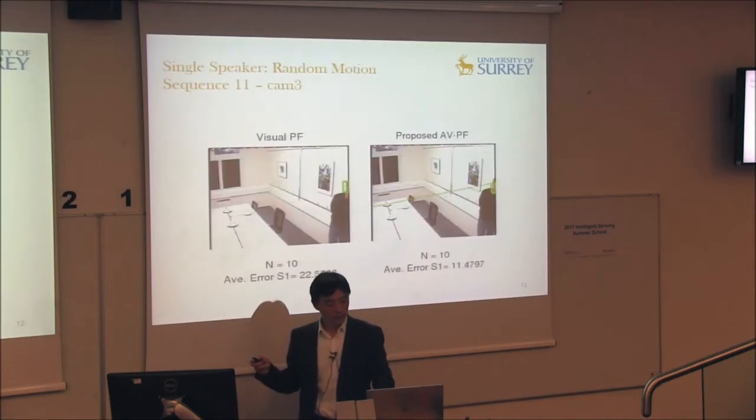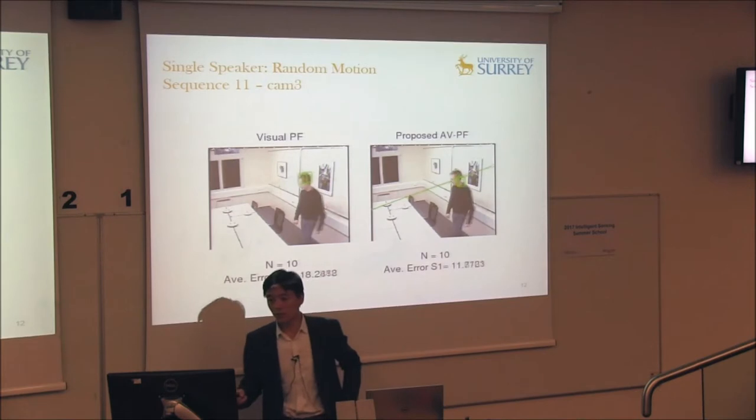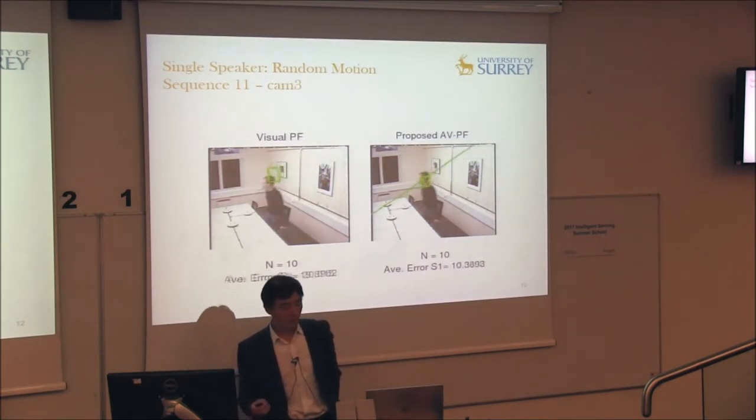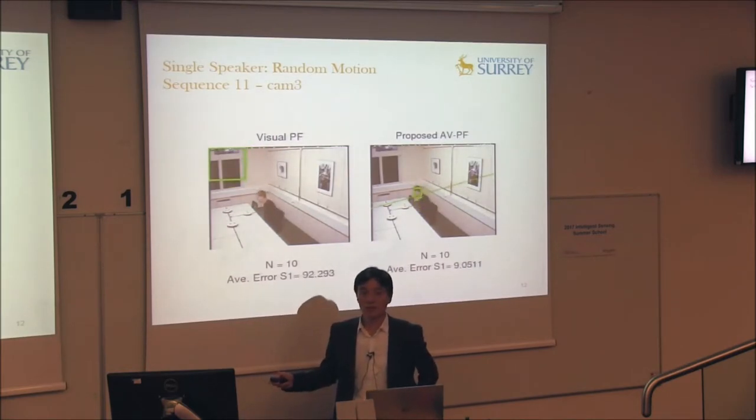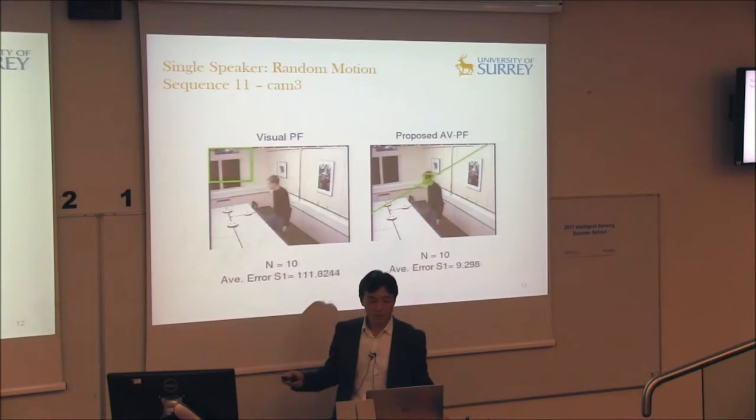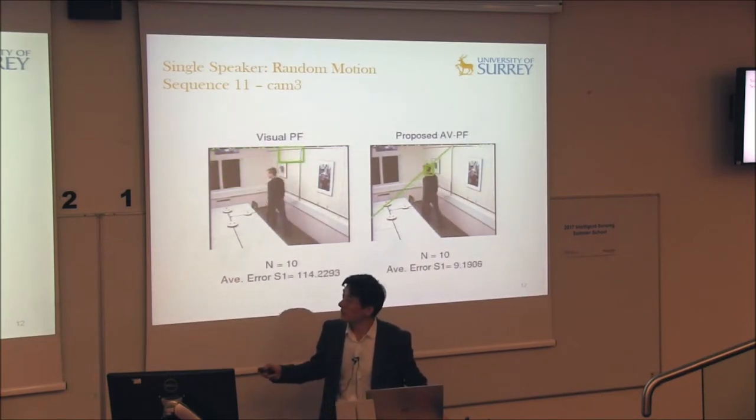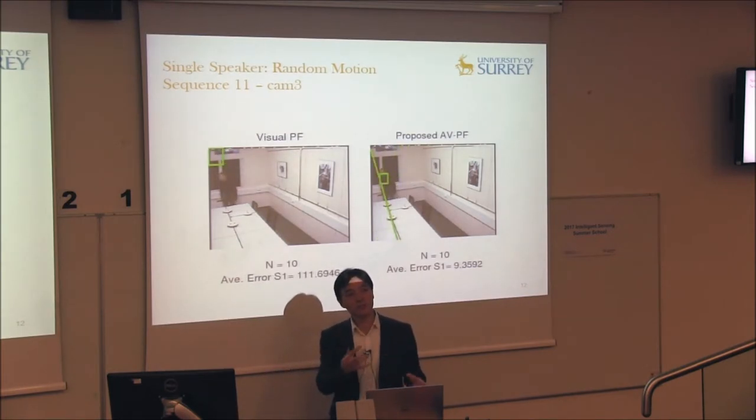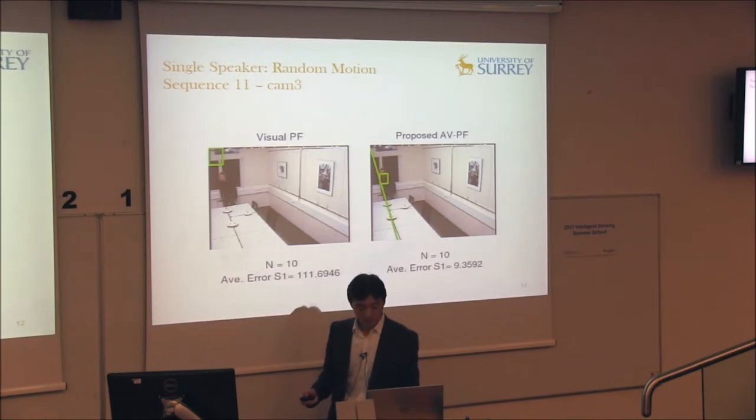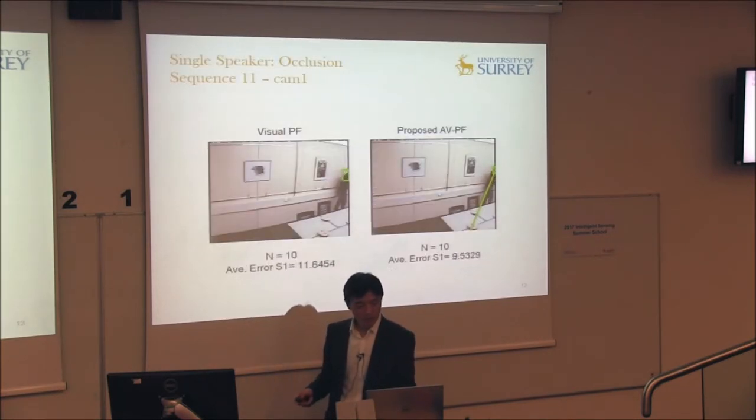Okay, and these are some video demos. This is for a single speaker, and we use 10 particles. This is a visual tracker. The visual tracker can fail, especially when the face moves to this window area, and unless you find a mechanism to re-detect the face, you will not be able to re-pick it up after the failure. But because this person is moving while speaking, you have the audio information that can enhance this tracker.